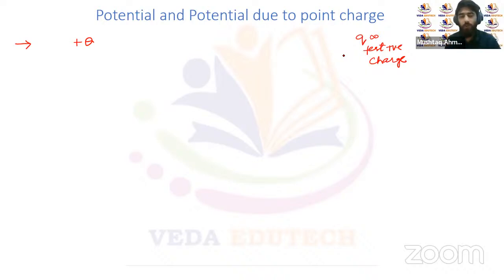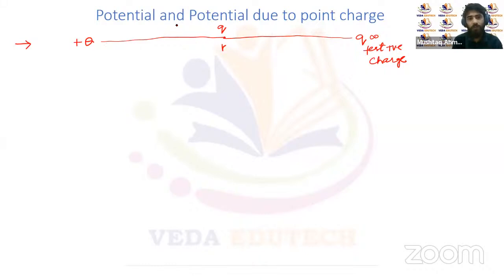Now at infinity, if we want to bring this charge into the field of this plus Q charge, we know that because of this plus Q charge, there is an electrostatic field spread throughout the space, right? Suppose that we want to bring this charge q from infinity to a distance r in the field of this plus Q charge. We know that there will be an electrostatic force of repulsion between this q charge and this plus Q charge, right?